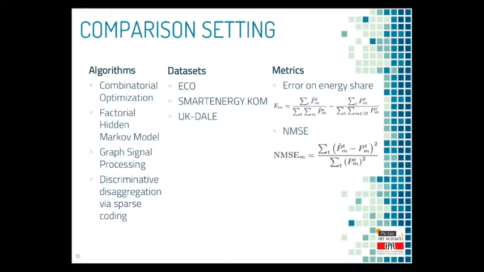And because we are not disaggregating particular appliances, but rather categories, we needed a different metric in order to assess the feasibility of this disaggregation. So we worked with error on the energy share and the normalized mean square error.